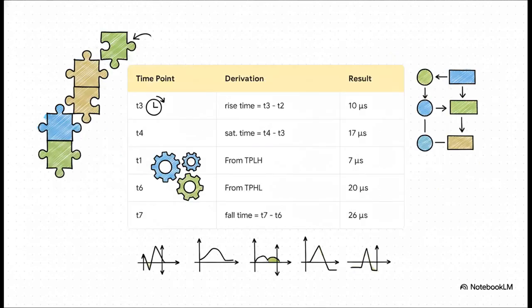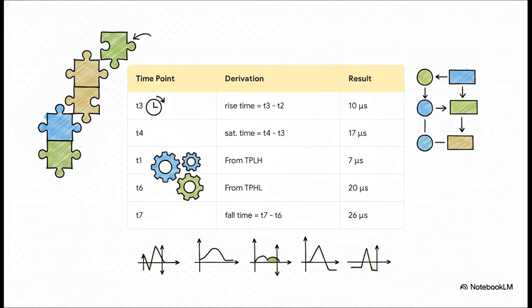We can just chip away at this piece by piece like a logic puzzle. For example, we know the rise time is 4 microseconds, right? And we know rise time equals T3 minus T2. Well, they gave us T2 as 6 microseconds, so we just solve for T3, and it's got to be 10 microseconds. It's just simple algebra.